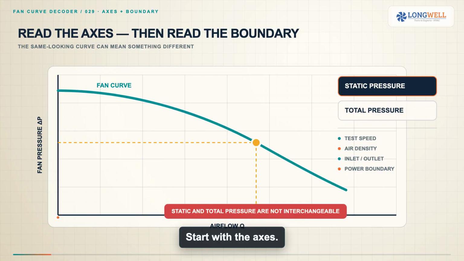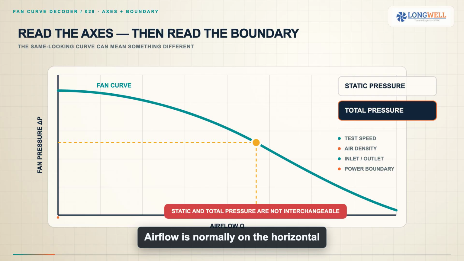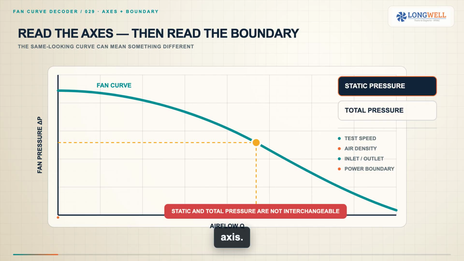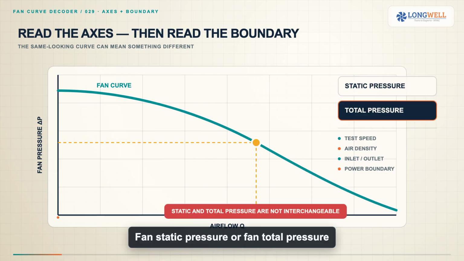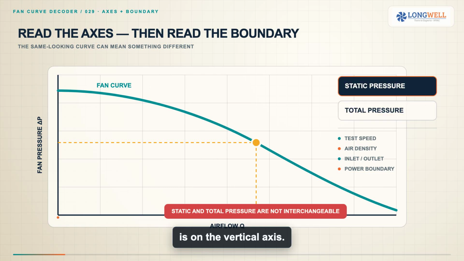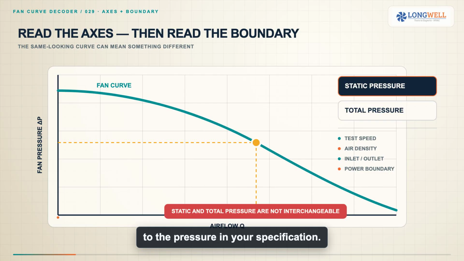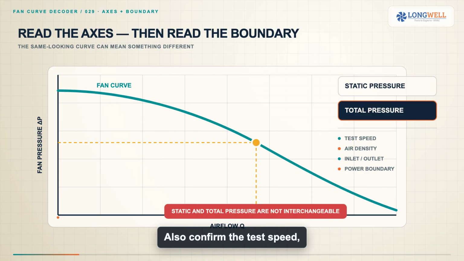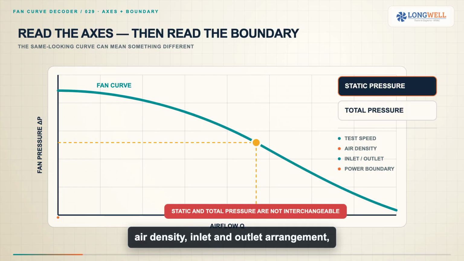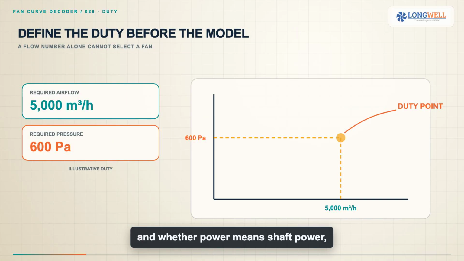Start with the axes. Airflow is normally on the horizontal axis. Fan static pressure or fan total pressure is on the vertical axis. Those pressure definitions are not interchangeable, so match the curve to the pressure in your specification. Also confirm the test speed, air density, inlet and outlet arrangement, and whether power means shaft power, motor input, or complete electrical input. Now define the duty before looking at models.